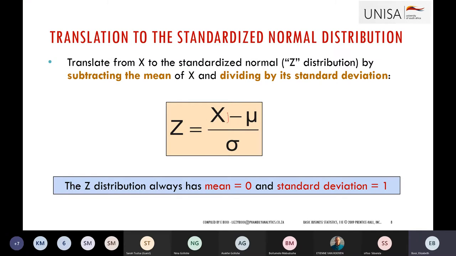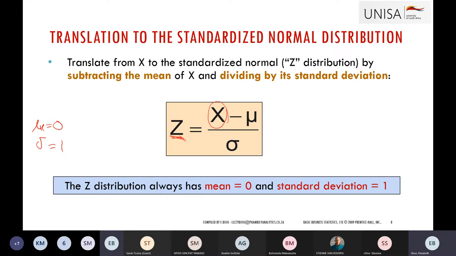Once we have standardized the X score by applying this formula, then we would have created what we call a normally distributed value. And a Z distribution will always have the mean of zero. That is the property of a Z score. It will have the mean of zero and the standard deviation of one. And when your Z distribution has the mean of zero and the standard deviation of one, we say that distribution is a normally distributed distribution.